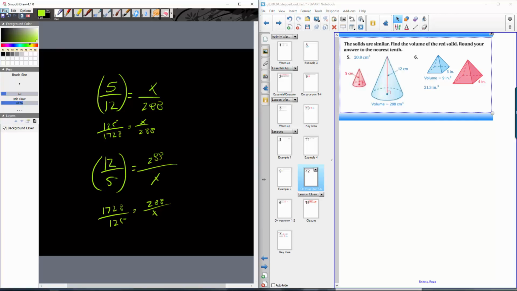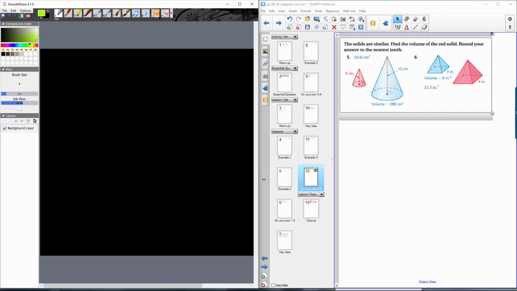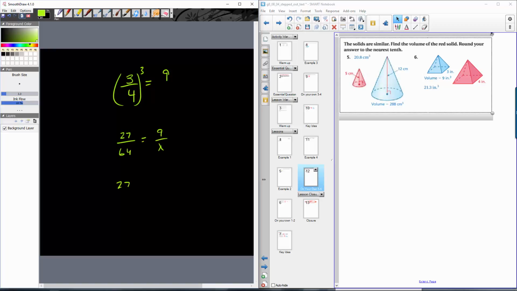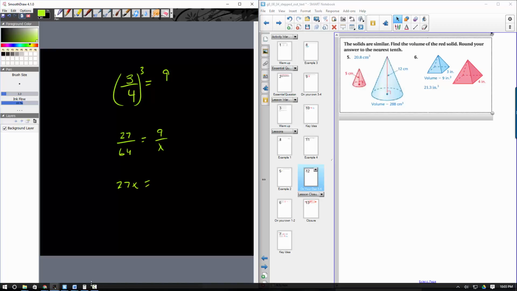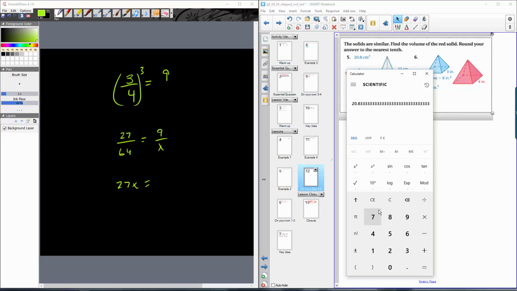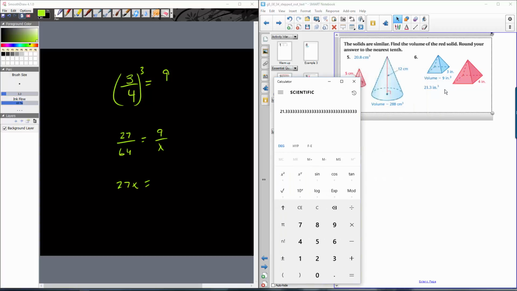This one here, I'm going to do the exact same thing. So I'm going to put down my corresponding side. So it'll be 3 over 4 equals, and then the volume goes underneath the 3 one, so I'll put down 9 here. Again, I'm cubing it because it's volume. So this would be 27 over 64 equals 9 over x. So I have 27x equals 9 times 64. Let's do that. So I go over here and I do 9 times 64. And I get 576, and then I'm going to divide that by 27. And my answer should be 21.33, which is what I get.